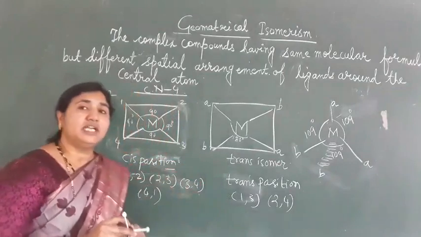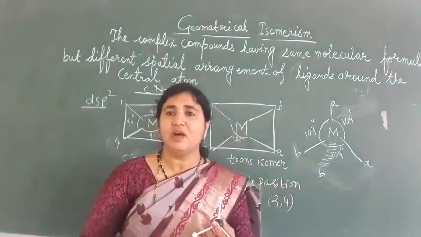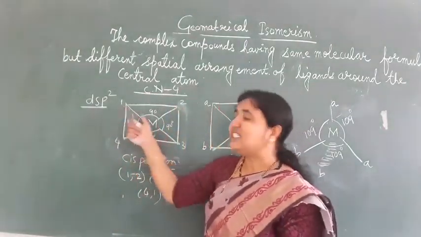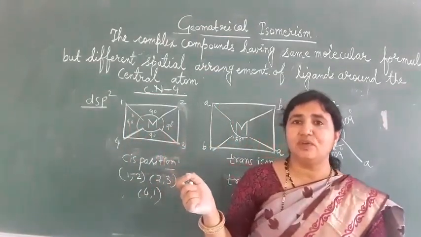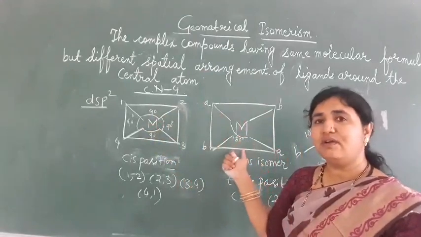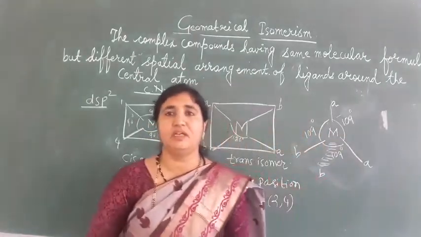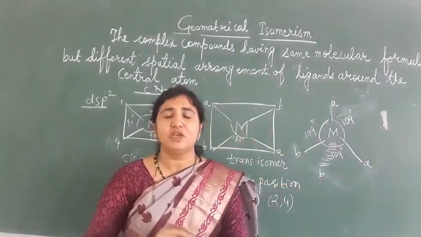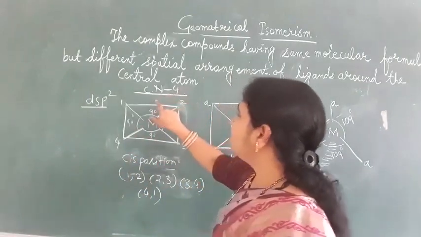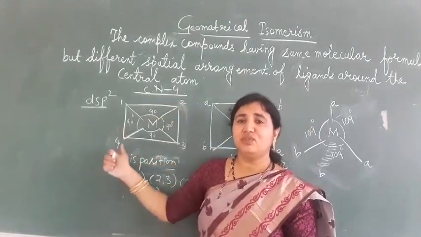So what is the condition to have geometrical isomerism? The condition is there should be 2 types of bond angle between the ligand pairs. One is 90, one is what? 180 degrees, and the compound should be heteroleptic. The compound should be what? Heteroleptic. So today we are going to see coordination number 4, square planar, types of geometrical isomerism in square planar.